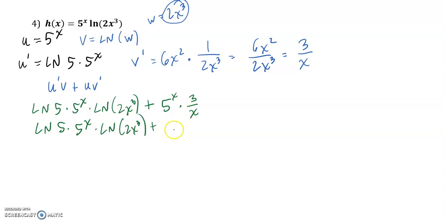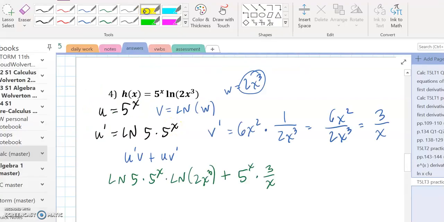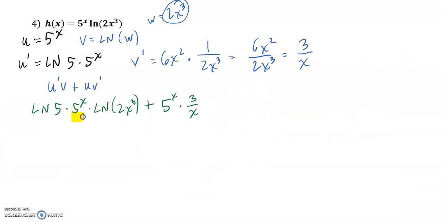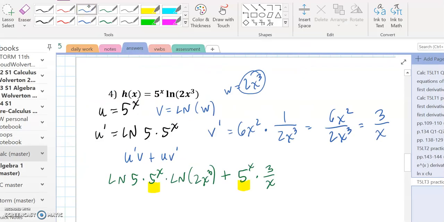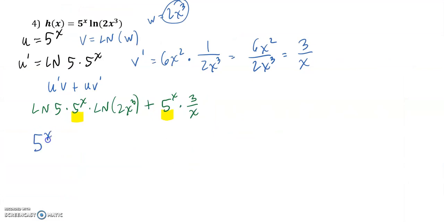Actually, I think if you're here, you've got your understanding. If you want to factor out something to make it a little cleaner, look for what those two terms have in common, and all I see is a 5 to the x that both terms have. So I might factor that out. I'm going to put that on the outside, parentheses, plus what's left is natural log 5 times natural log of 2x cubed plus 3 over x. I think that's a nice clean answer right there.